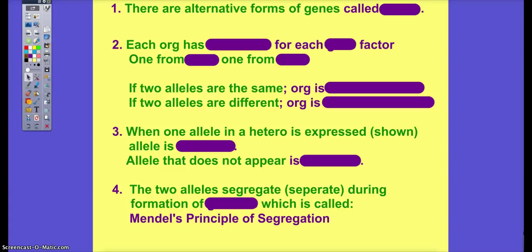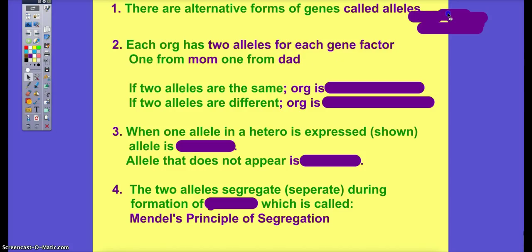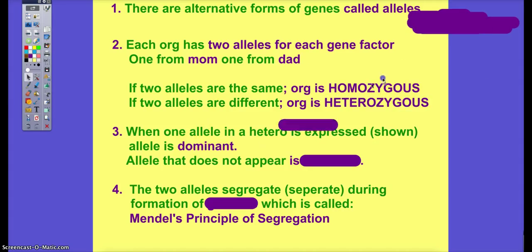This is what Mendel concluded after he did several of these experiments. There are alternative forms of genes, and they're called alleles. Each organism has how many for each trait? Two. For every gene or trait, you have two. One comes from the mother and the other one from the father. If the two alleles are the same, the organism is homozygous. If the two alleles are different, heterozygous. The allele that masks is the dominant, and the allele that does not appear if it's heterozygous is the recessive.